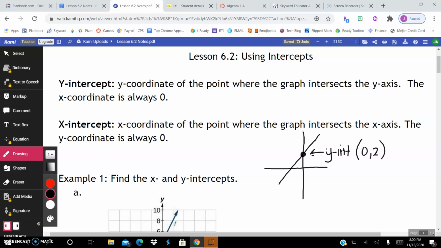The x-intercept is the x-coordinate of the point where the graph intersects the x-axis. The y-coordinate is always 0 here. So here is where this graph is intersecting the x-axis. So this ordered pair could be something like over -2 and then up 0. So in these cases, we just want the x-coordinate or the y-coordinate. So the x-intercept here would be considered -2, and the y-intercept would be considered just the 2.